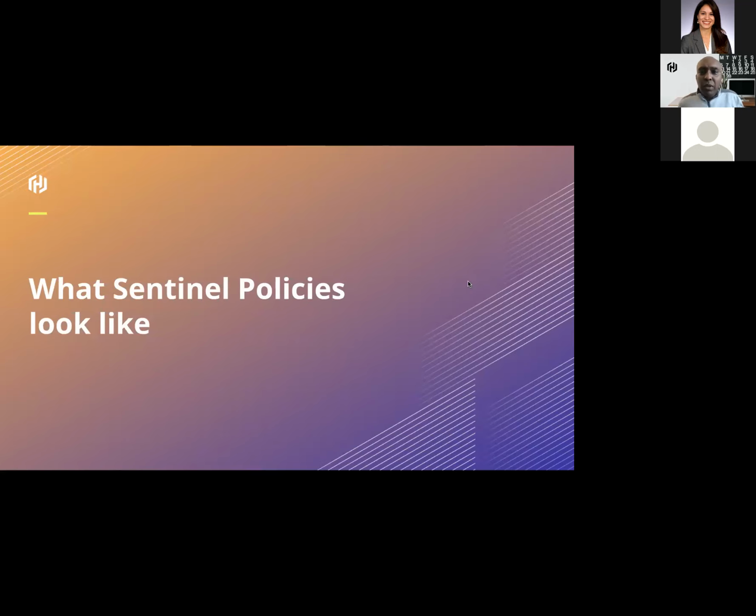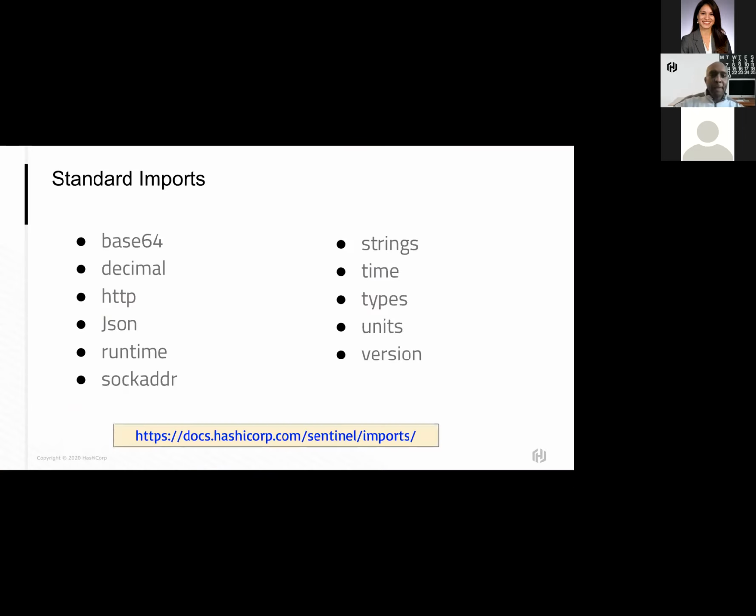Okay, so I've talked a lot about policies. I've talked about them as being code. So let's take a look at what these policies might look like. So first of all, a Sentinel policy is code. And one of the things that it needs is an import. So it needs a couple of helper functions, helper libraries, constructs, data structures that it can take advantage of as you write it.